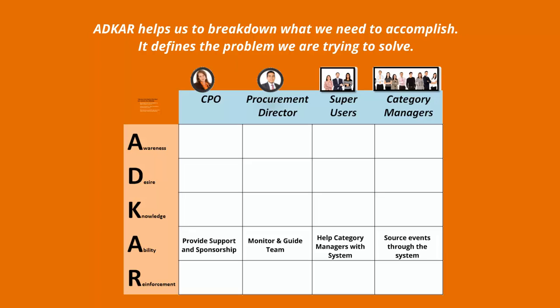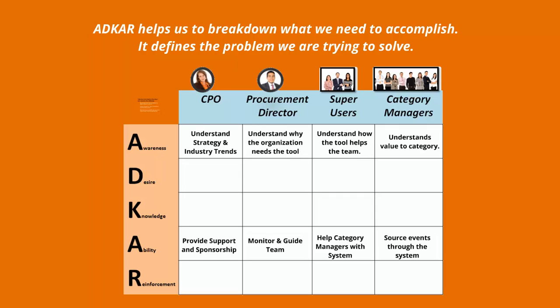In this initial stage, we recognize that different roles have fundamentally different activities to conduct for the project to be successful. For example, the activities of a super user are very different than that of a category manager. They focus on the system and system usage, whereas the category managers are focused on the results of the event itself.